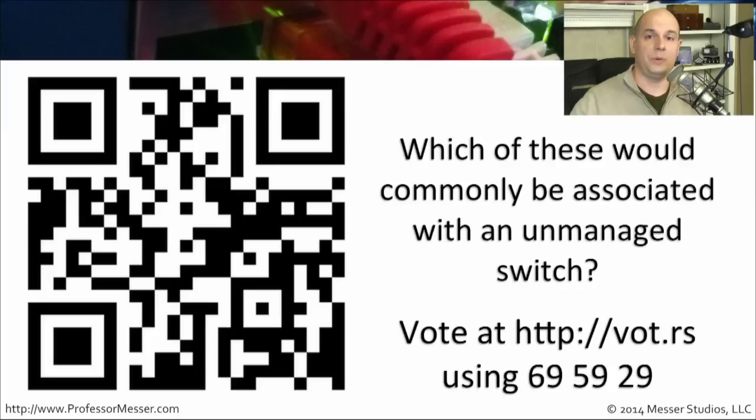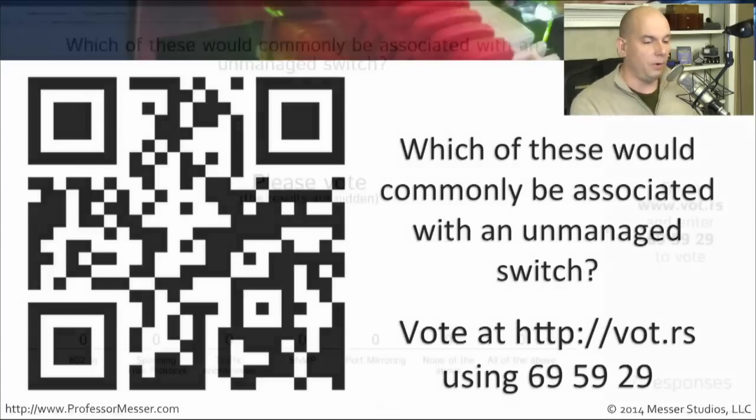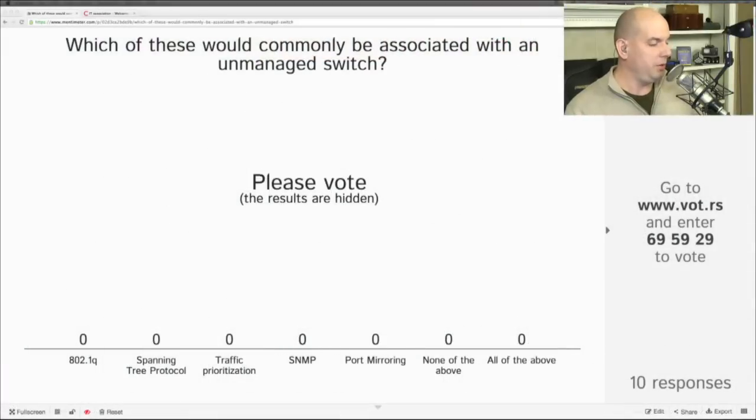There are managed switches, there are unmanaged switches. What's the difference? And in this case, what would be commonly associated with an unmanaged switch? The possible answers that I have for you are 802.1Q, Spanning Tree Protocol, traffic prioritization, SNMP, port mirroring, none of the above, or all of the above.